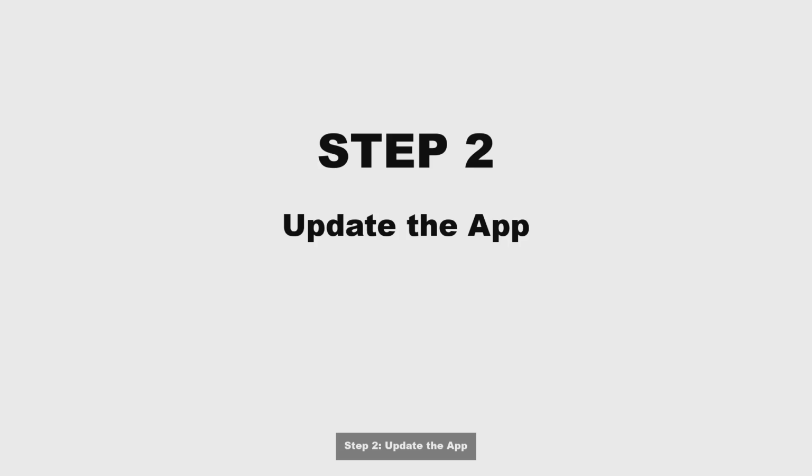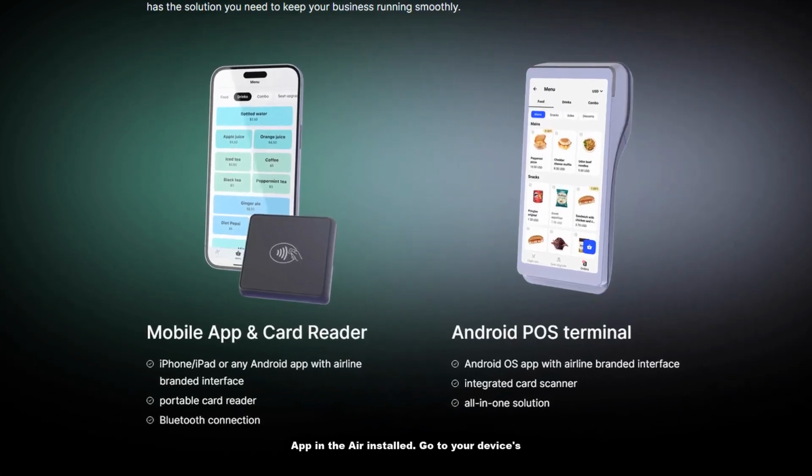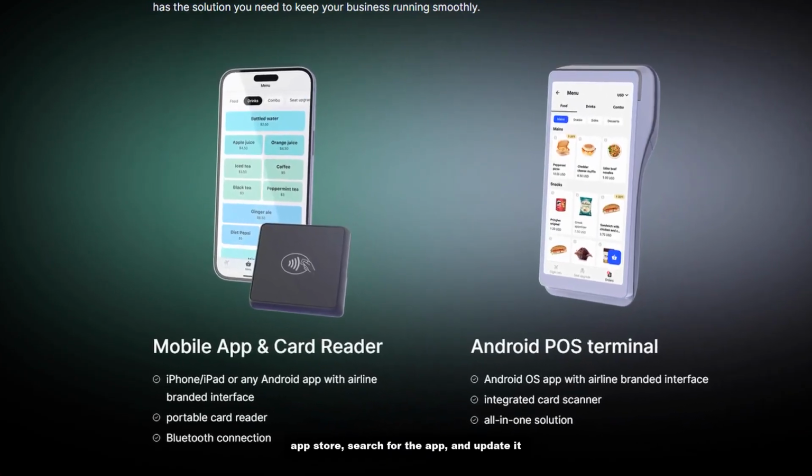Step 2. Update the app. Make sure you have the latest version of the app in the Air installed. Go to your device's app store, search for the app, and update it if a new version is available.